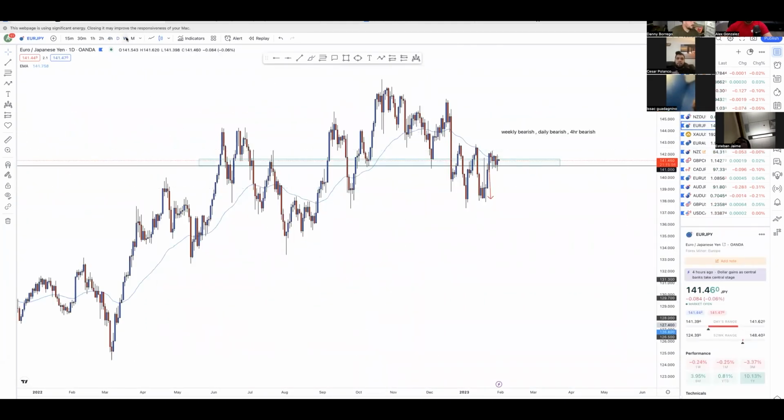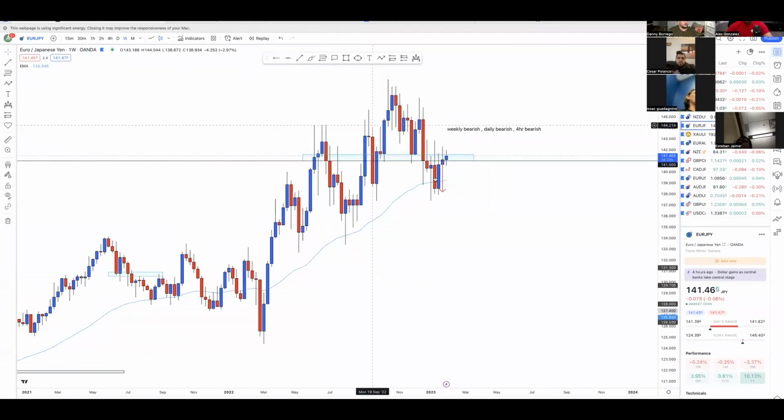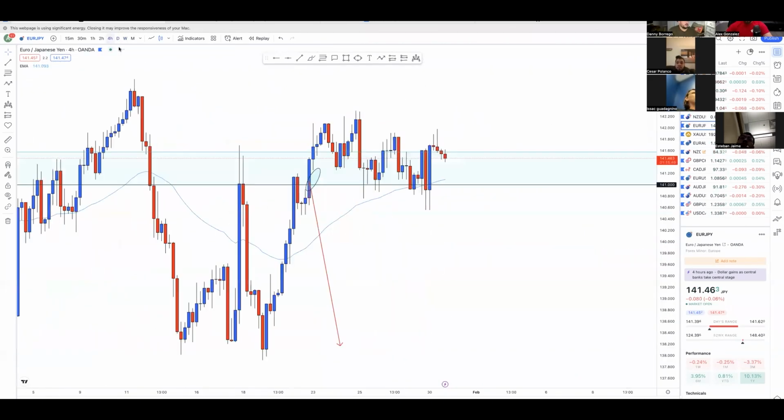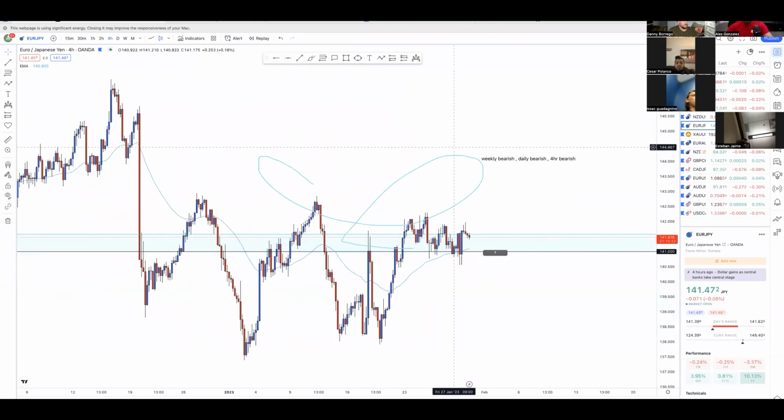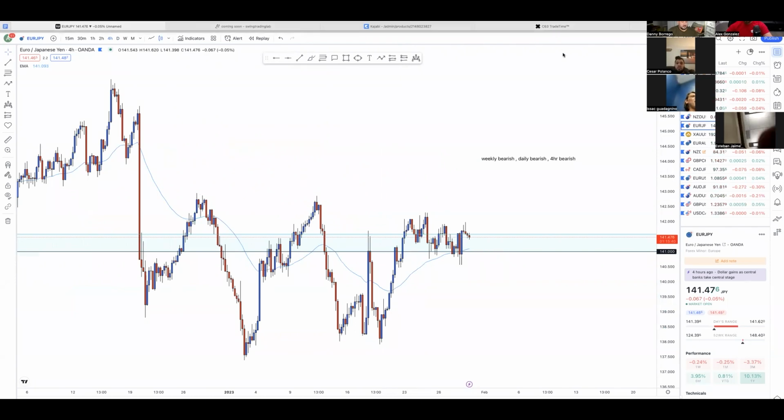Euro JPY. Euro JPY looks kind of like GJ. The only way I'll take this short is maybe if we break and retest under here. Not that crazy about this one, but something to take into consideration.